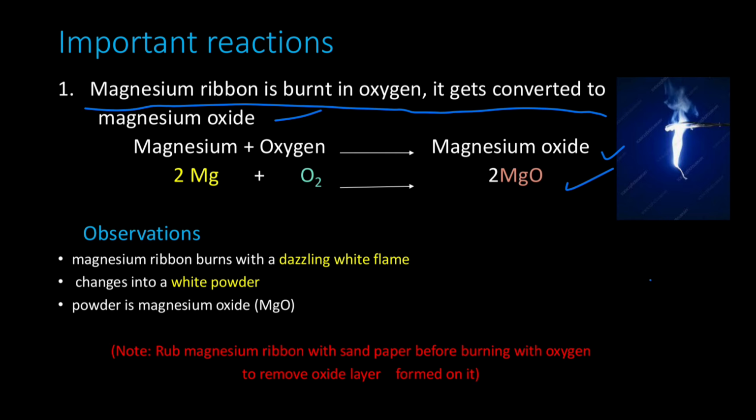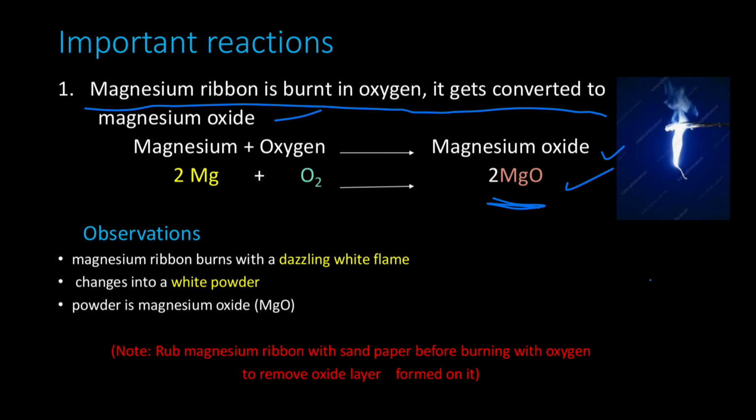When we take magnesium ribbon, magnesium is actually made into sheets. Take that ribbon and burn it with oxygen, like in the air, and there is a formation of some white powder. That white powder is your magnesium oxide. The observations you see whenever this reaction takes place, you can also find some videos on Google. You can go and see.